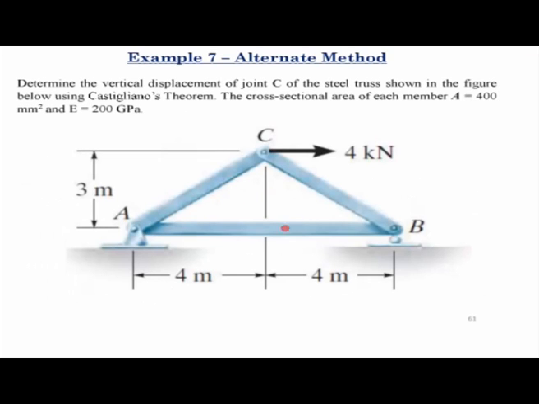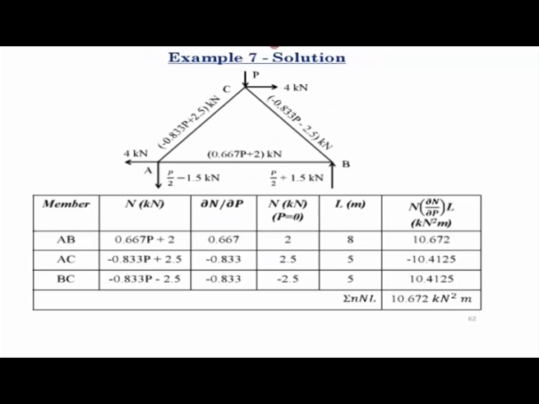So what we'll do is we'll again go back to the truss that we solved using the virtual work method, and now we'll see how we can find the vertical displacement of this joint C under this external load using Castigliano's theorem. All other conditions that were applicable to the truss are identical here. So the area of each member is 400 and the modulus of elasticity of each of the members is 200 GPa.